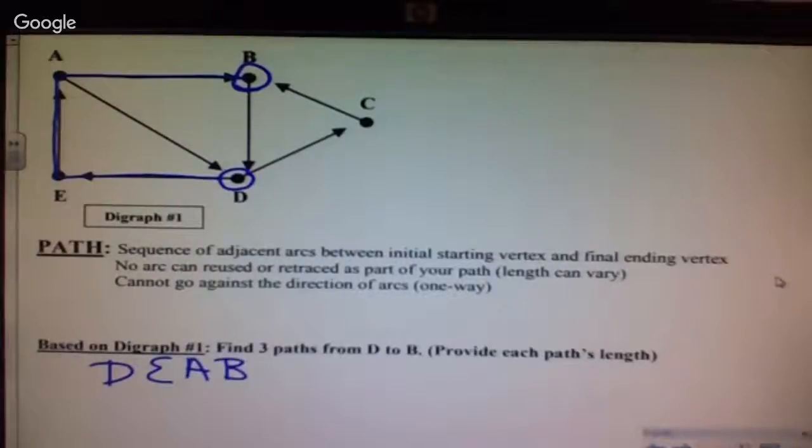How many arcs did I trace? 3. Remember when we said if I had 4 letters, it was one shorter? That still applies here. Okay? Give me another one. D to C, not lifting, to B, not lifting. So we're at D going to C that went to B. This has a length of 2.